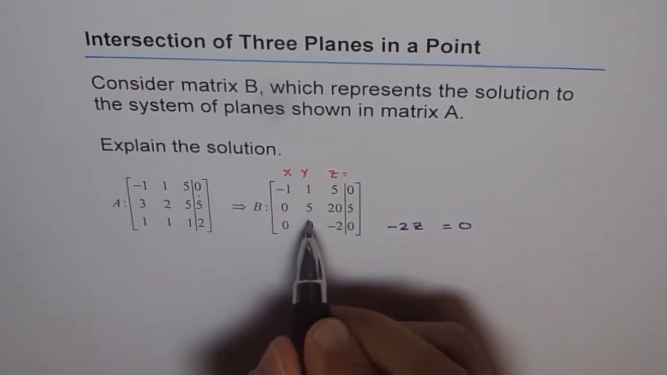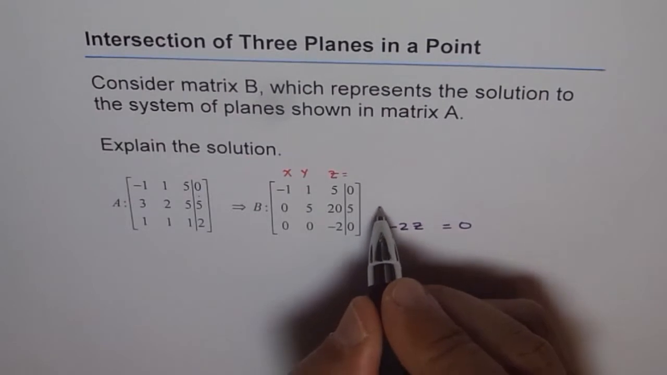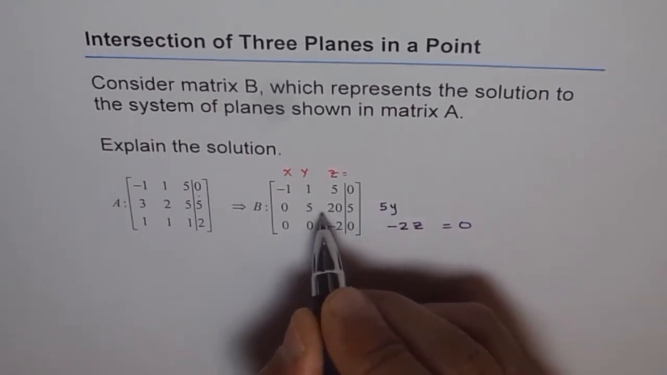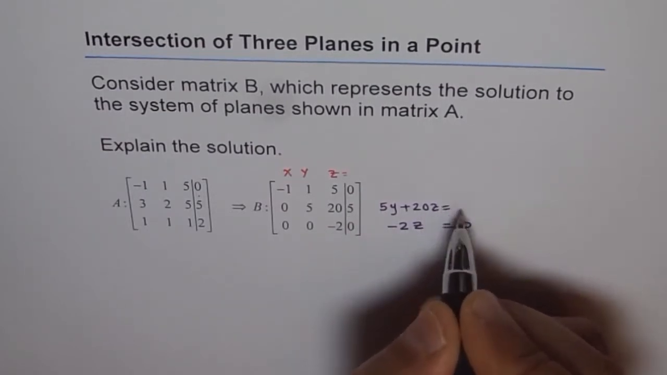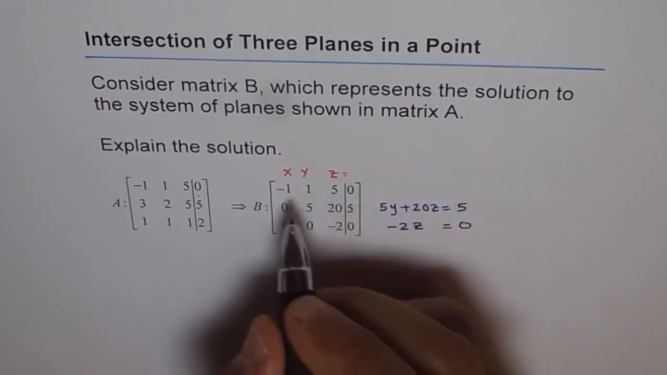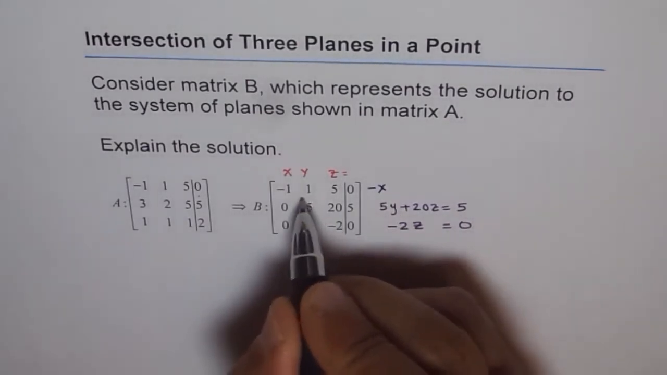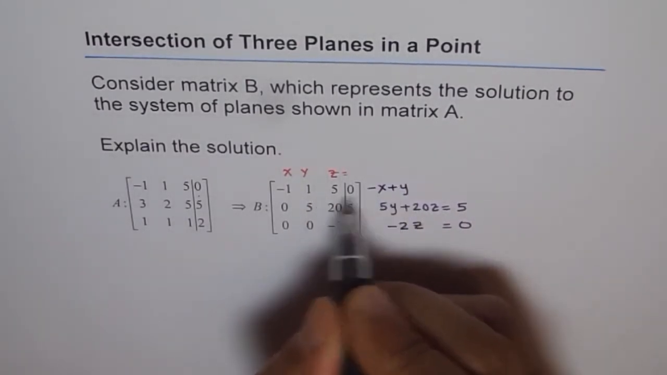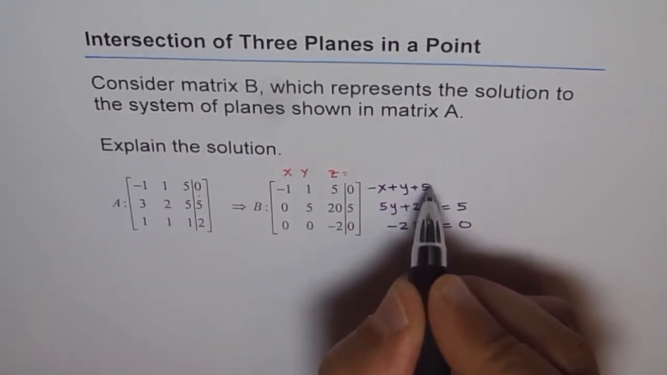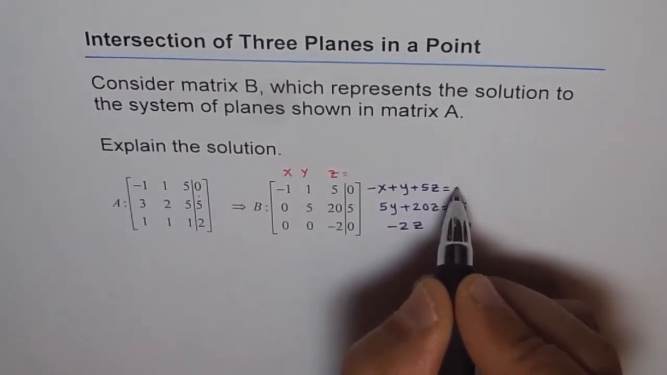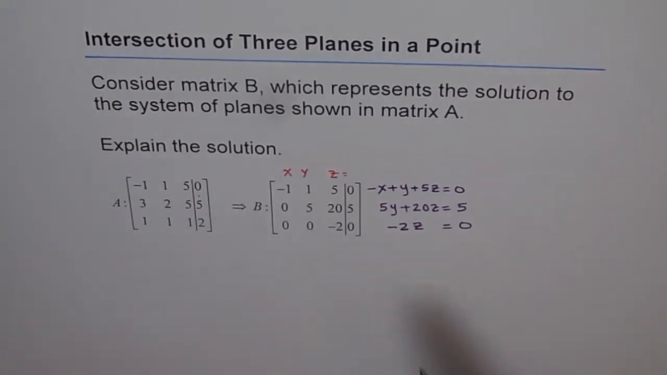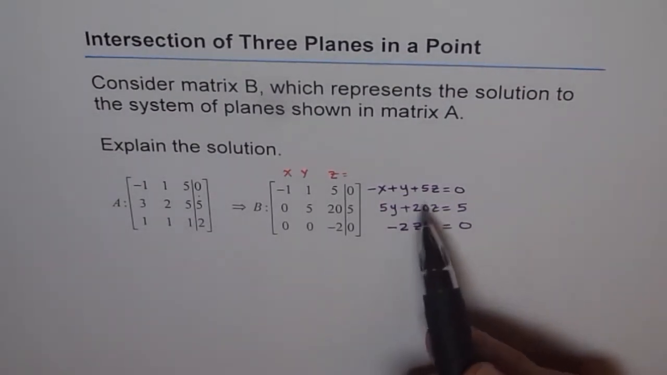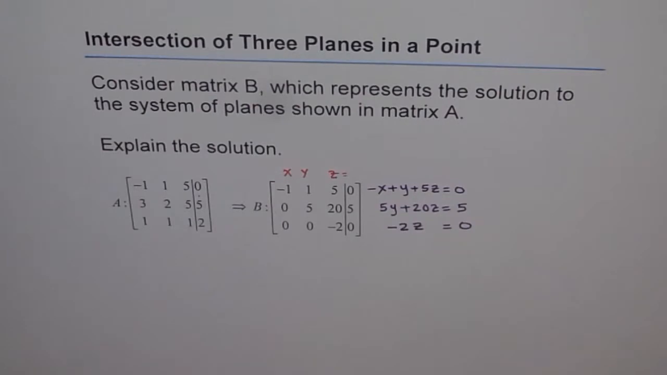And here we have 5y. This is 5y plus 20z equals 5. And here we say minus x plus y plus 5z equals 0. So the solution translates back to these equations. These are my final equations from where we can figure out what the answer is.